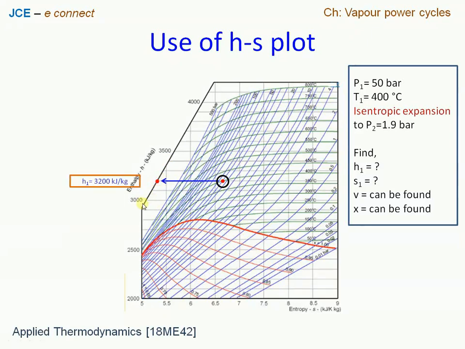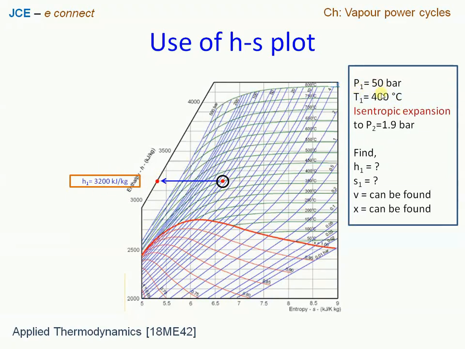So the enthalpy value, if this is 3000 and the next one is 3500, then in between we have a division of 100 kilojoule per kg. Therefore, if this is 3000, then this is 3100. Likewise, the point where our system is existing is 3200 kilojoule per kg.